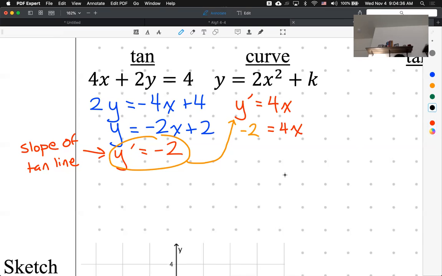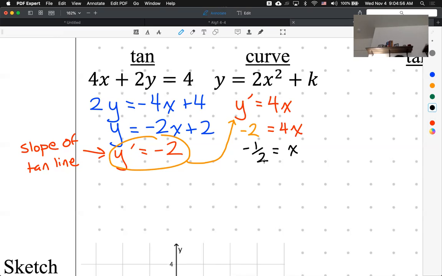And then I solve. x is therefore equal to... careful, divide both sides by 4. Negative 1/2. Negative 1/2, there it is. Which is not what we're trying to find. We're trying to find k. So how does that help us?